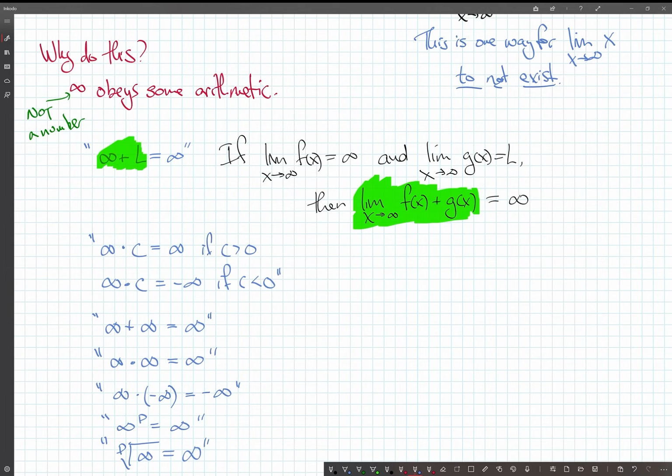There are several additional rules of the arithmetic of infinity. I'm just going to write them down. It's a good idea for you to try to translate each of these figurative ideas into a literal statement involving limits, just like we did here in black for infinity plus L equals infinity.